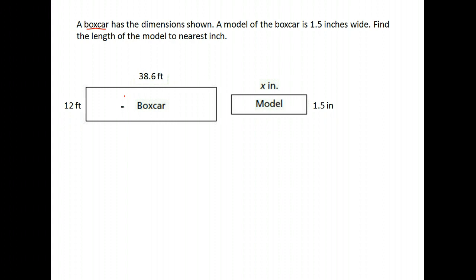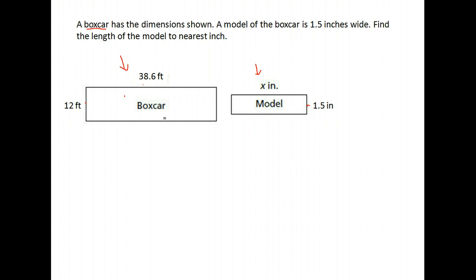Okay, so here is the actual boxcar. This is a model of the boxcar, so probably a smaller version of it. We know both the length and the width of the actual boxcar, but for the model they've only given us the width. We need to find the length, and we're going to do that by using ratios.